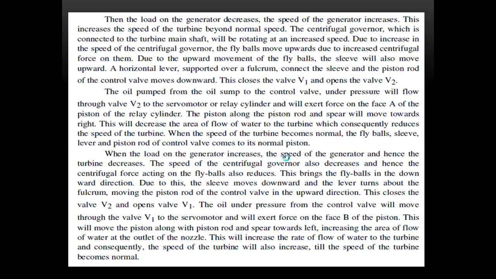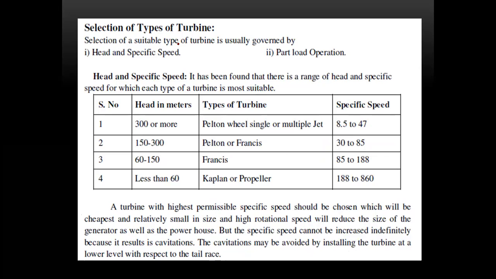Selection of turbines ఎలా చేస్తాం? Selection of a suitable type of turbine is usually governed by head and the specific speed, part loading operation. So selection of a turbine ఎలా చేస్తున్నాం? Head and specific speed, part load operation, right? It is found that there is a range of head and specific speeds. Range అనేది ఉంటుంది అనమాట. Depends upon the meters. Less than 60 meters, 60 to 150, 150 to 300, 300 to 450, 450 plus, like this. So based upon the head in meters, types of turbines are used.